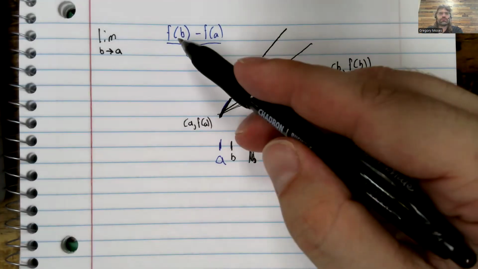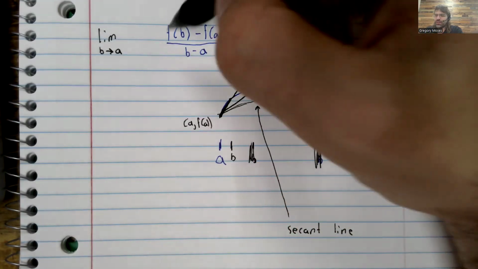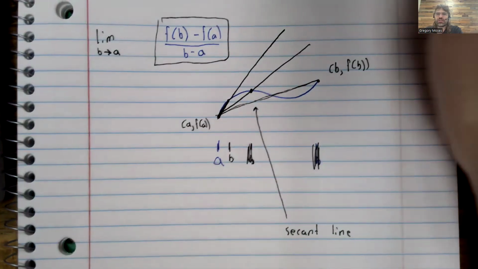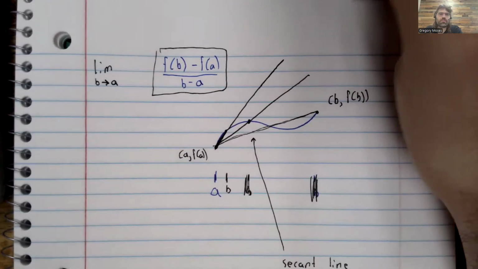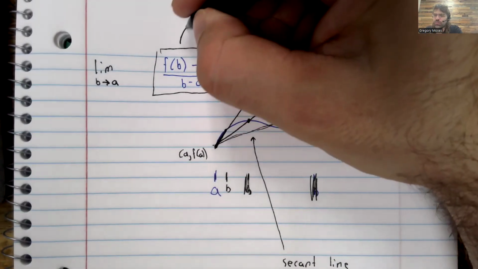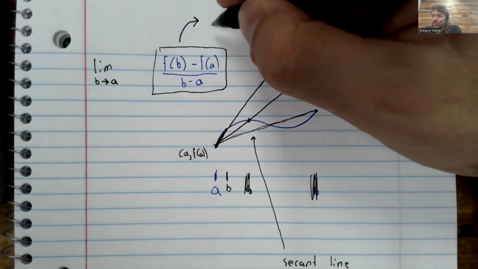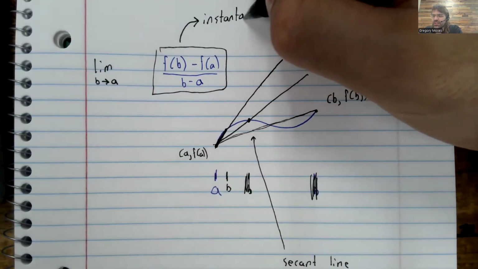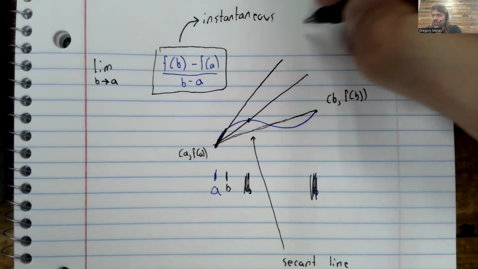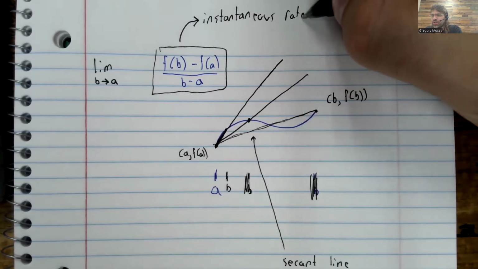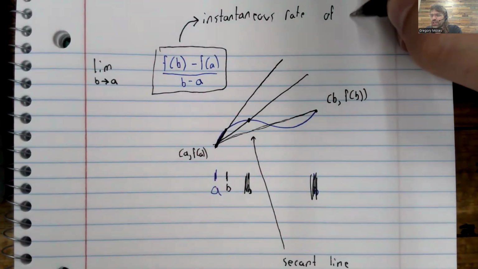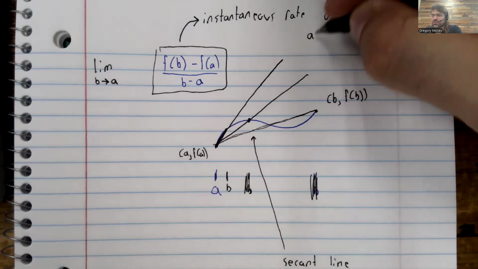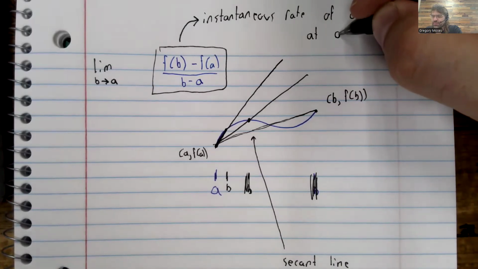So as B approaches A, this quotient is approaching a number, right? This quotient is approaching the instantaneous rate of change at A.